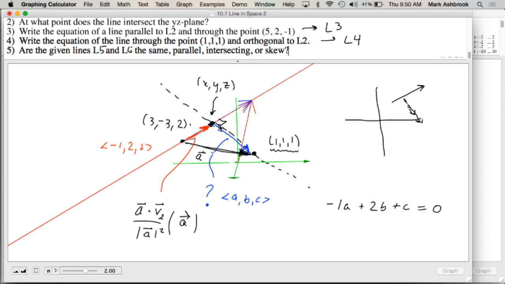I don't have it memorized. I just figure it out. So should it be a dot v over a squared, a or v squared, v? Is it v squared, v? I want the projection of a onto v, which is the direction of this. Is it going to be v and v? Yes. Thank you.